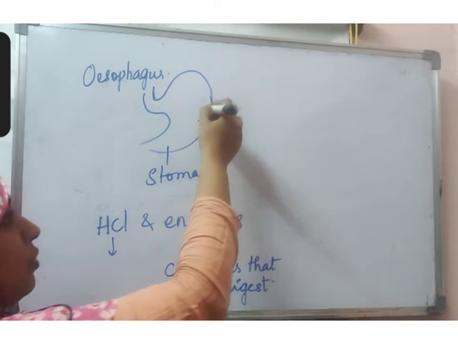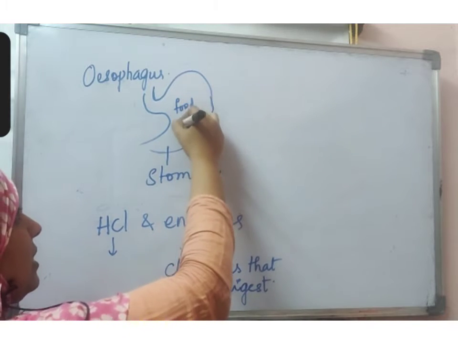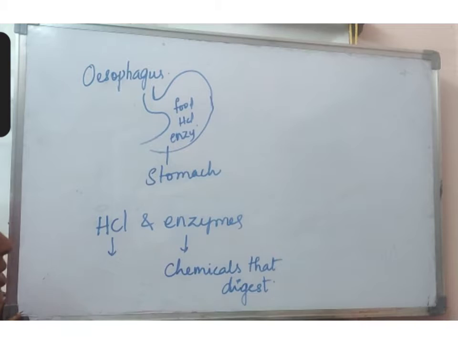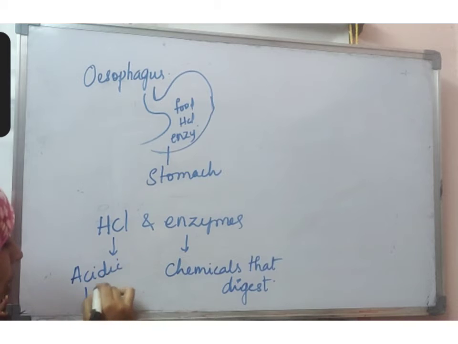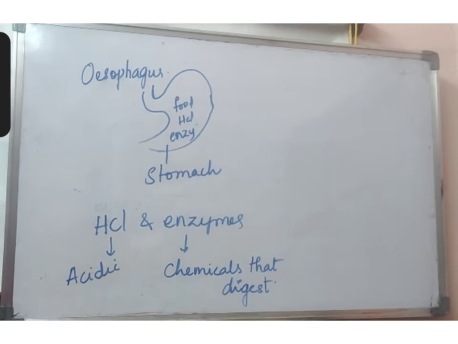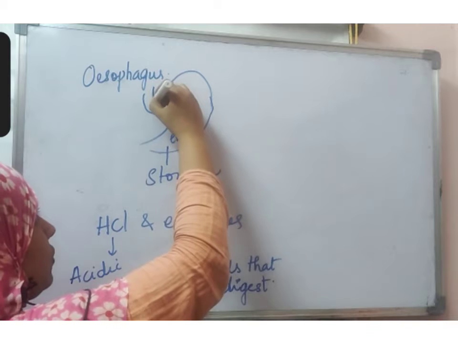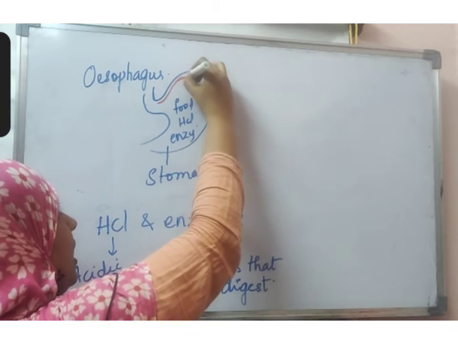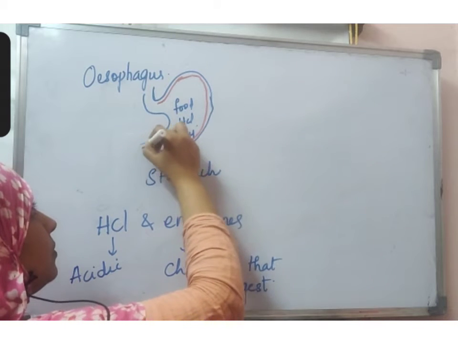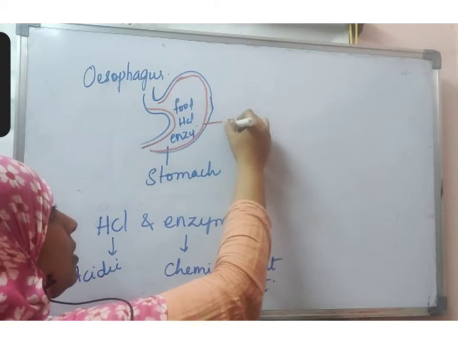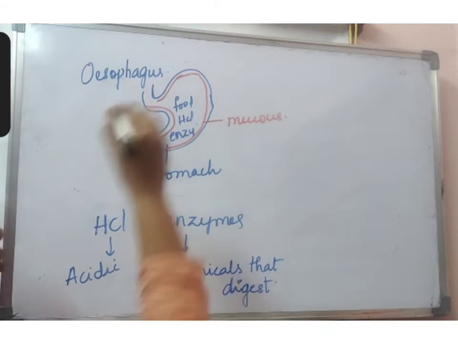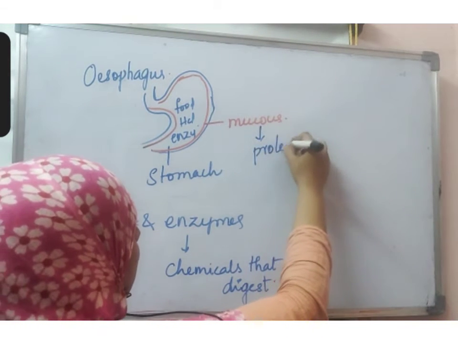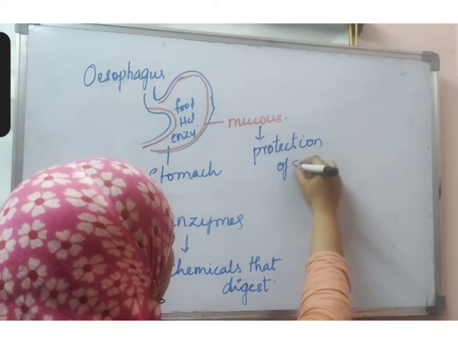So in this region, we can find food is present and HCl is also present. Enzymes are also present. Now, this HCl is very acidic in nature. It is highly concentrated, 1.8 pH. That means very acidic. This acidic HCl may cause damage to the walls of the stomach. So to prevent that, there is a layer of mucus. Our stomach produces mucus along with enzymes and HCl. Some amount of mucus is produced for protection of the stomach walls.